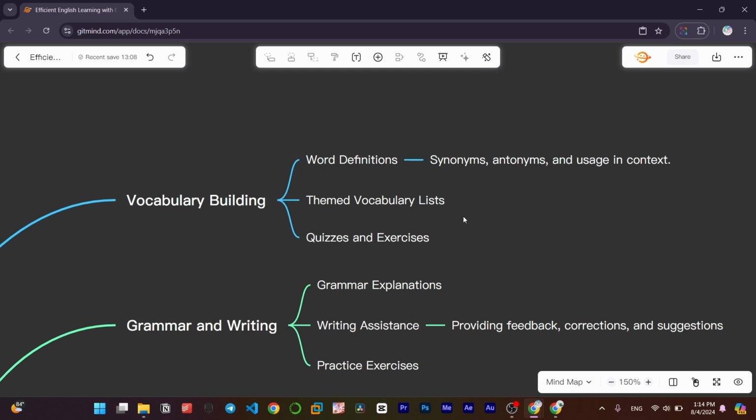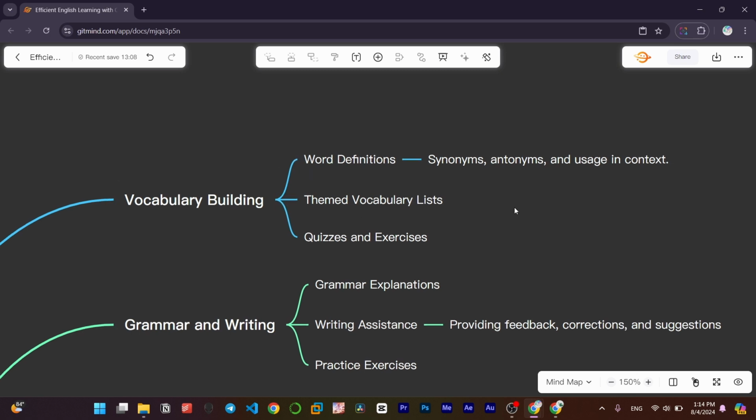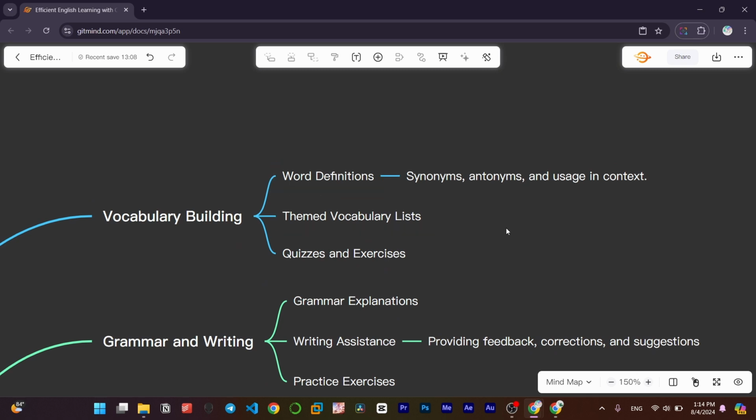Okay, vocabulary building. One of the amazing parts of ChatGPT is vocabulary building, and it's great. Don't hesitate about using it. It's about word definitions. It provides you the definition of each word, and it can provide you, for instance, synonyms, antonyms, and use it in context and provide you sufficient examples of how that word is used, for instance, in conversation and other aspects that you are seeking.